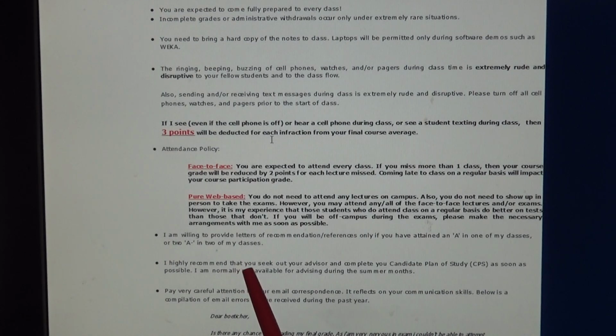For those students who are new, I highly recommend you see your advisor and complete what's called a candidate plan of study. And if I'm your advisor, you can see me during office hours.